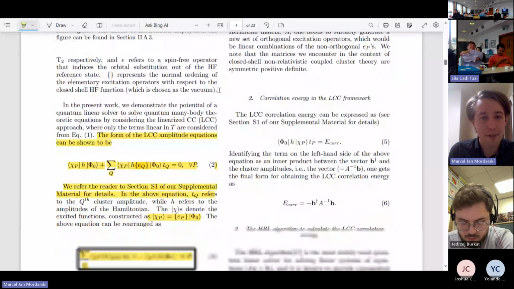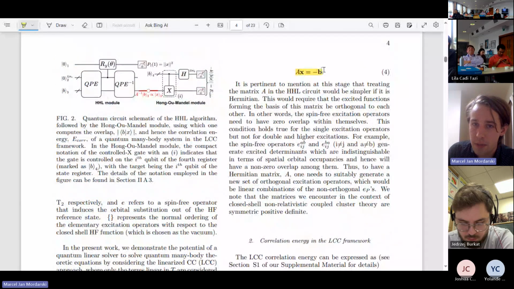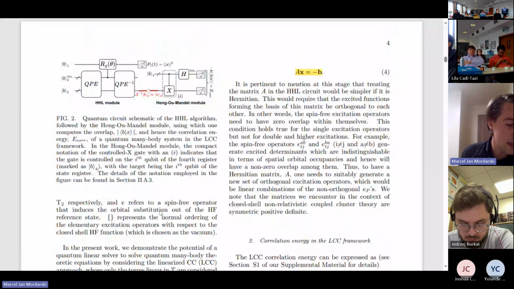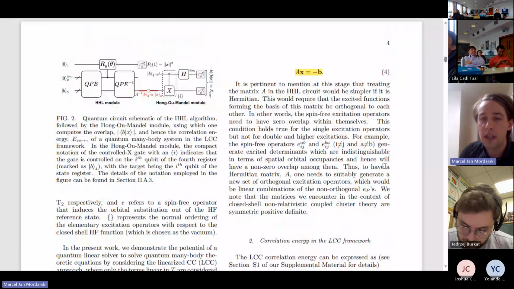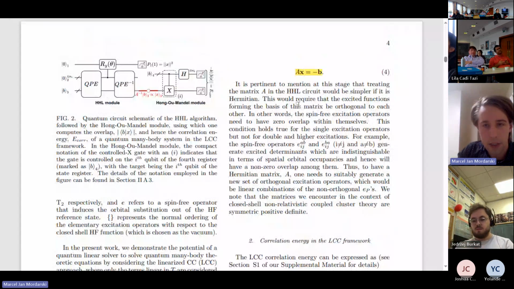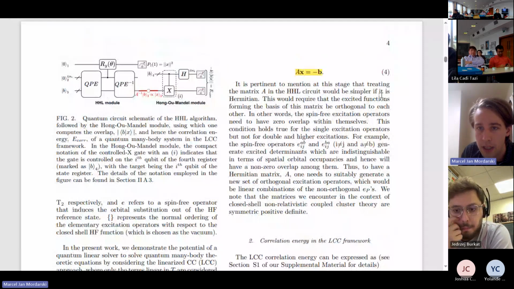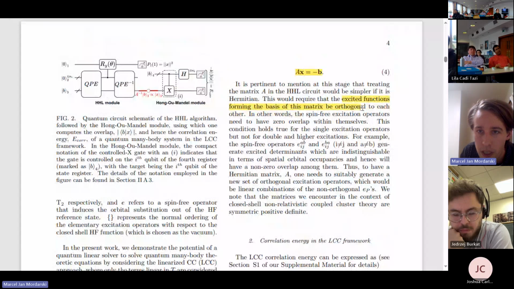Yeah. Anyway, so they say that after some substitution, this equation looks an awful lot like HHL, and hence they actually want to use it. And here is the mention of the spin-free assumption that you mentioned. Treating this problem as a matrix would be much simpler if it was Hermitian, but this requires the excited functions forming the basis of this matrix to be orthogonal to each other.